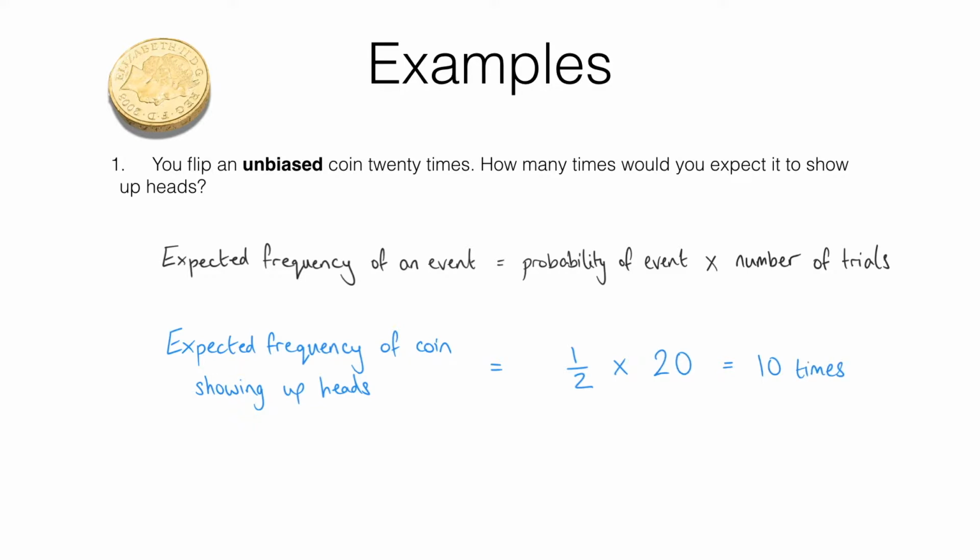I'll repeat what I said earlier. This should make a lot of sense. You would expect it to show up heads half the time, and if you're flipping the coin 20 times, you'd expect it to show up heads 1/2 of 20 times, which is 10 times.